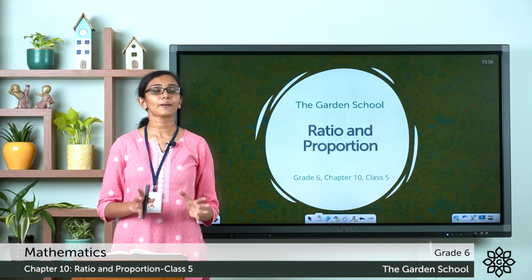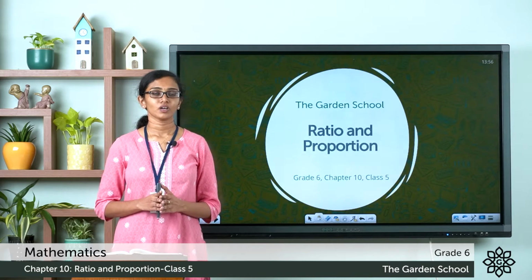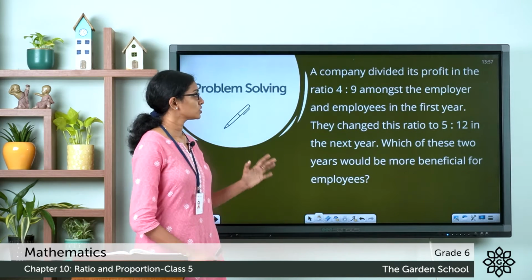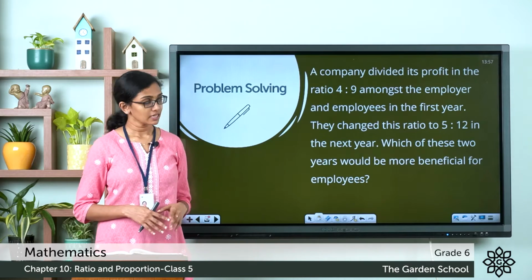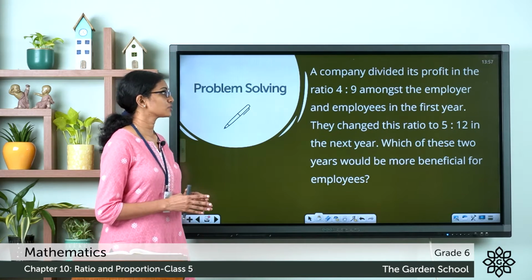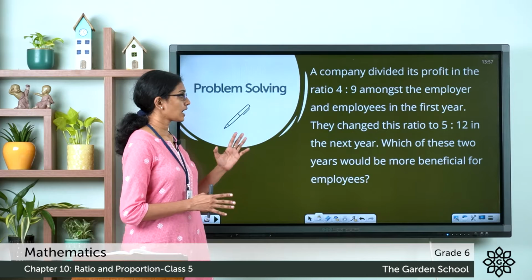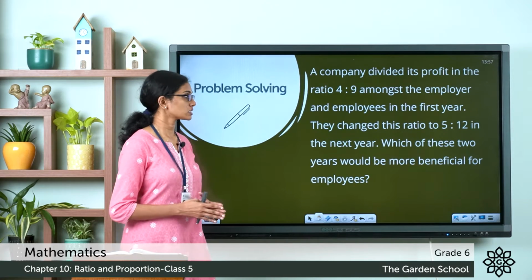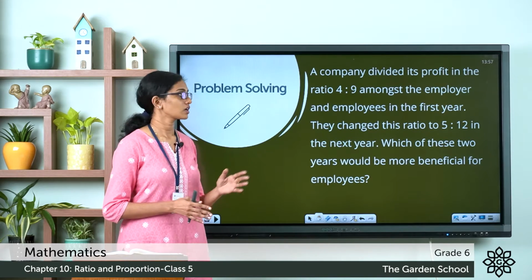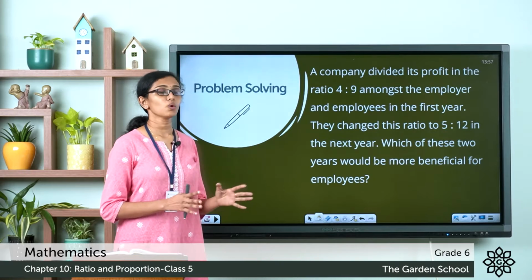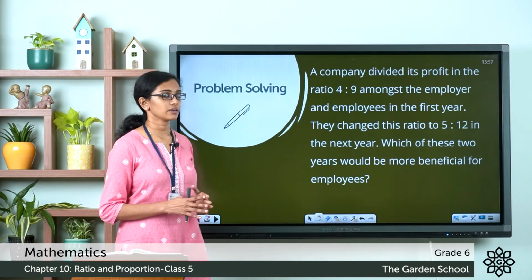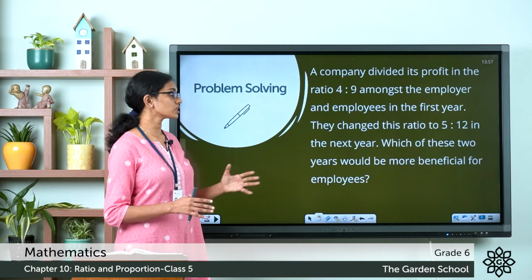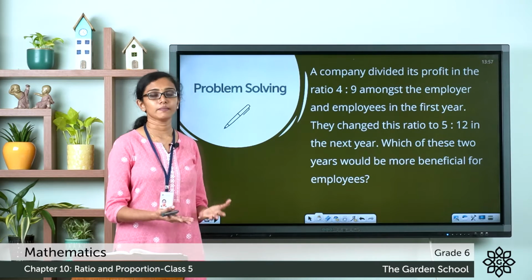Let's learn how we can compare ratios today. So let's see that with an example. Here there is a question. A company divided its profit in the ratio 4:9 amongst the employer and employees in the first year. They changed this ratio to 5:12 in the next year. Now, which of these 2 years would be more beneficial for employees?